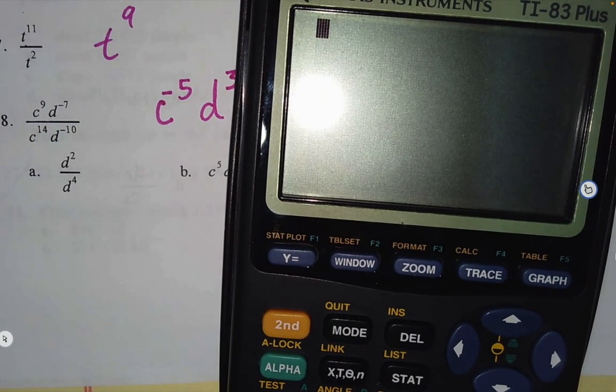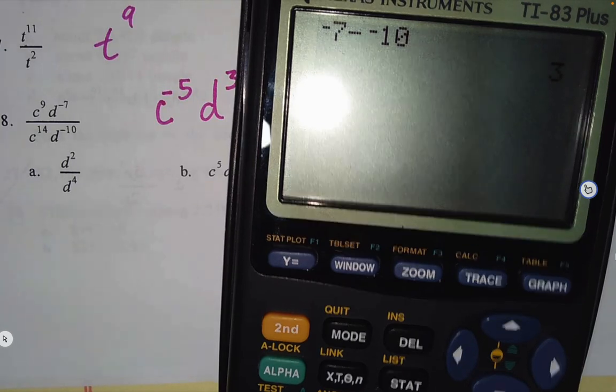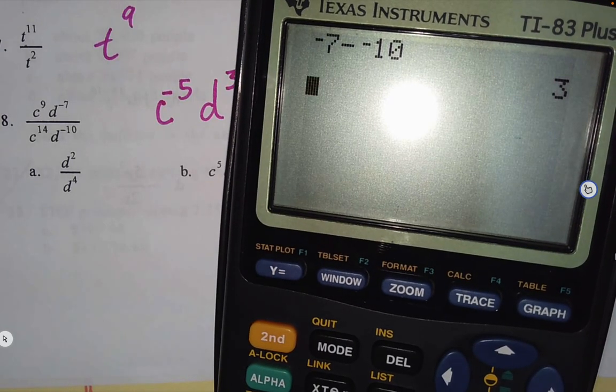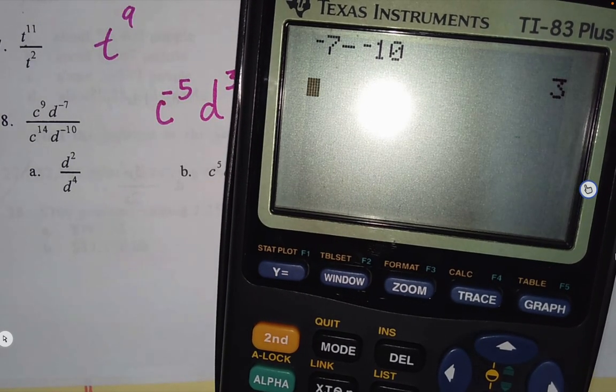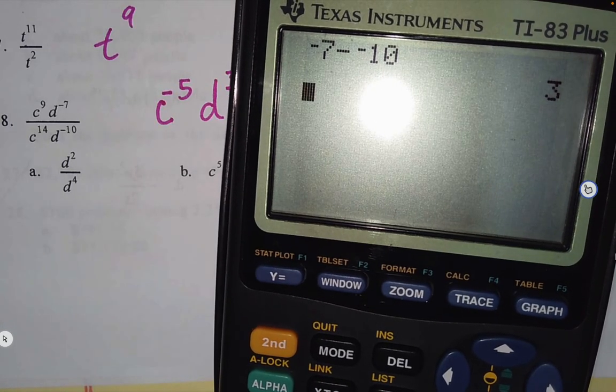Watch. If I put it in my calculator. Basically, I think in 8th grade you learned keep, change, change. But watch. On my calculator, I'm going to put -7 minus -10. And it is 3. Why would you do that? Because it's keep, change, change. Did y'all learn keep, change, change? Which is what I feel that does. -7 plus +10 would be a 3.